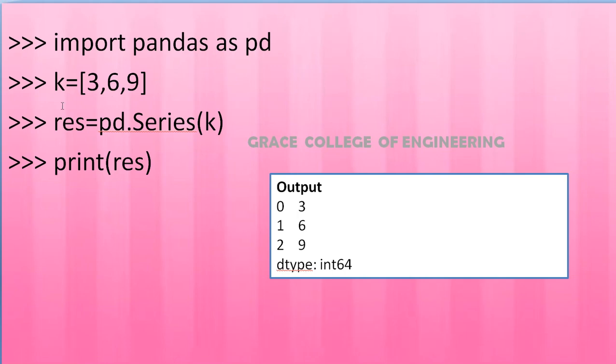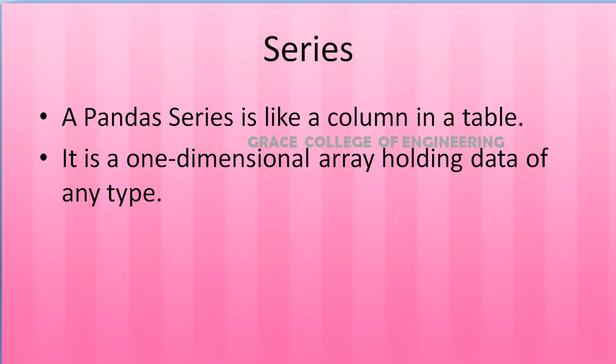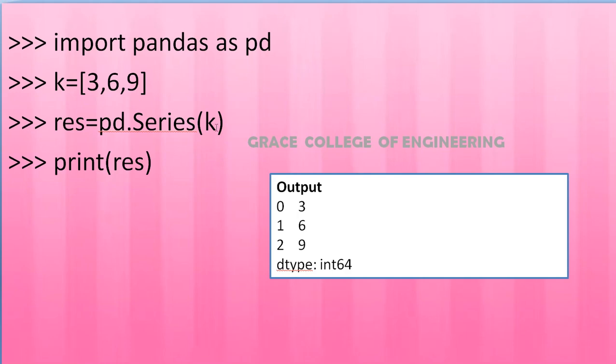Okay, so let's write. The list is created and it is stored in the variable K. And next, with that alias name, pd.Series of K. Already I said what a Series is. A Series is like a column in a table and it is a one-dimensional array which holds data of any type. So the value of K will be passed here. After doing all this operation, it's stored in the res variable. Then print res. See the output.